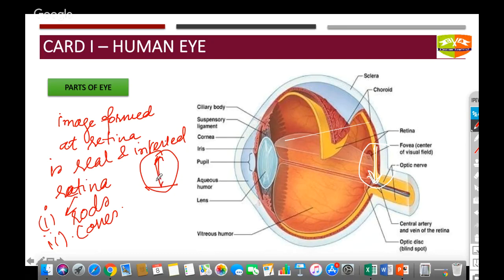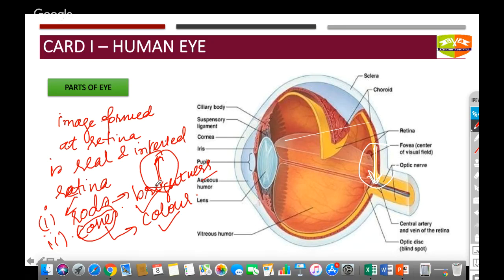The rod cell decides the brightness. Please write it in your exam. You will get brownie points for this. And the cone cells decide the color. So the cone cells on the retina identify the color, and the rod cells identify the brightness.